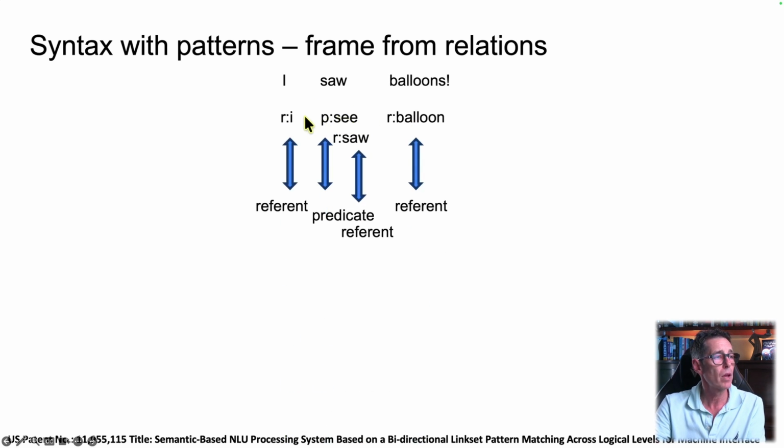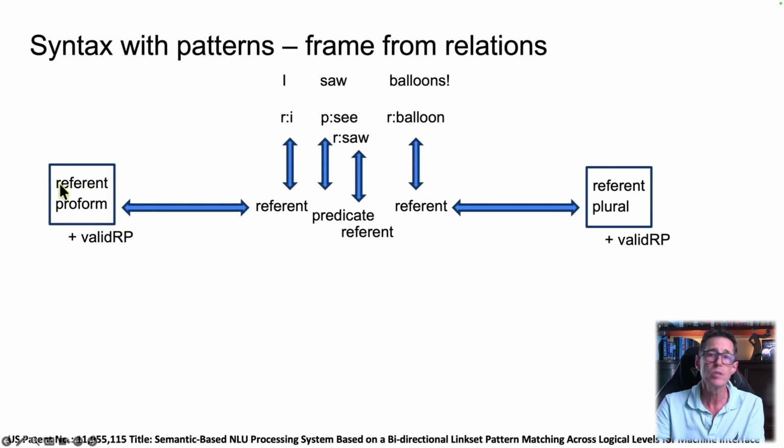And so at the meaning level now, this R:(I) is connected to referent. It's just saying that this is a thing. This P:(C) is a predicate, this R:(saw) is a referent, and this R:(balloon) is also a referent. So that's just the fact that we're using meaning to compose more information, and over time this would be learned.